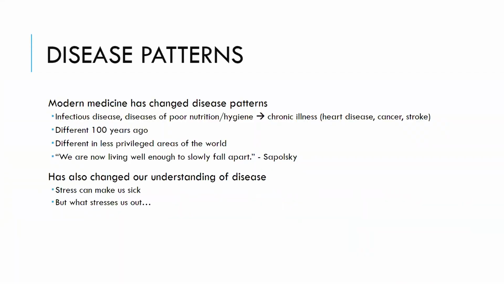So to start off this discussion, which is basically going to be setting us up for a later, more in-depth discussion of stress, what I want to focus on is disease patterns. So that's kind of the foundation of why zebras don't really get ulcers. Modern medicine has changed as disease patterns have changed over time. Infectious diseases, diseases of poor nutrition and poor hygiene are things that today only really exist in developing countries, less privileged areas of the world. But otherwise, the things that we are dealing with more so are chronic illnesses, things like heart diseases, cancers, strokes.